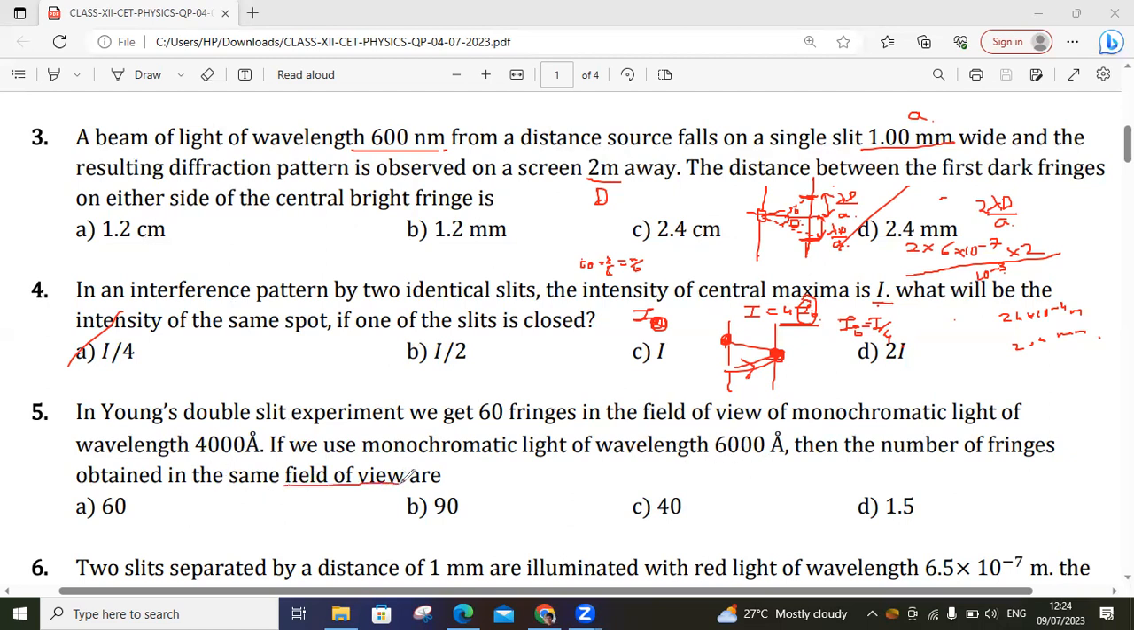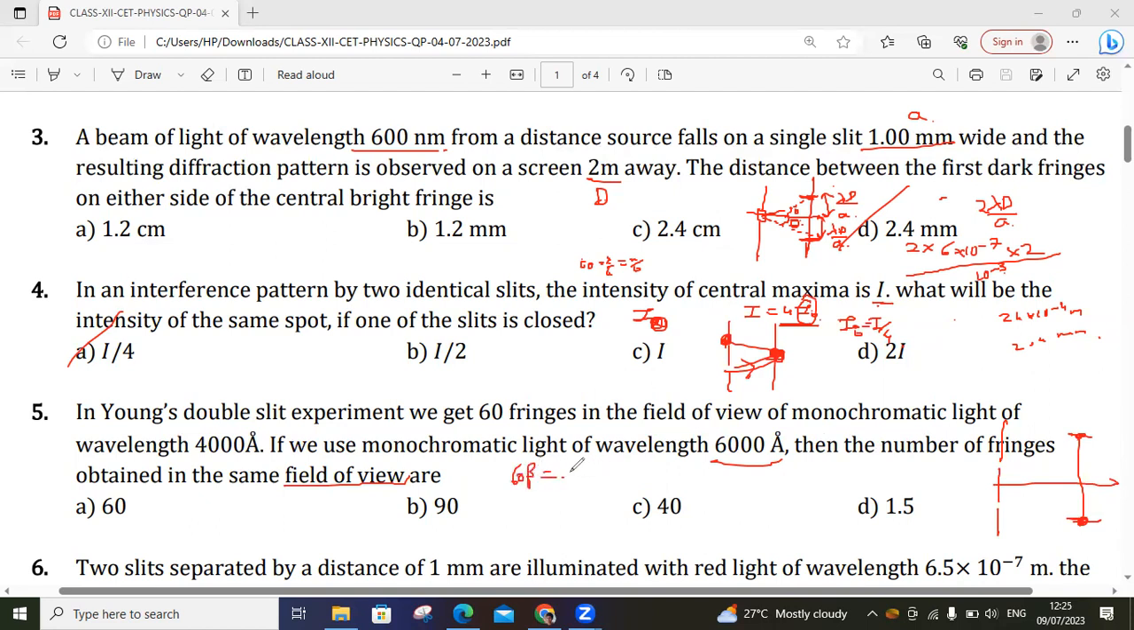Same field of view means till there we can see in the screen. Suppose the screen is this much only. Initially, you'll get some fringes depending on fringe width. And if you increase the wavelength, fringe width will also increase. So fewer fringes will come on the same screen, same size screen. So earlier 60 were coming.